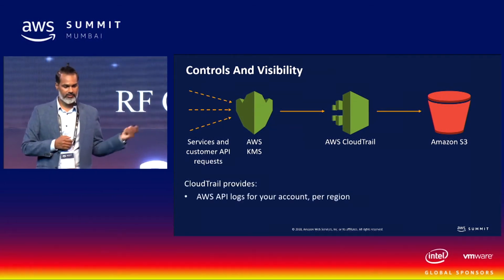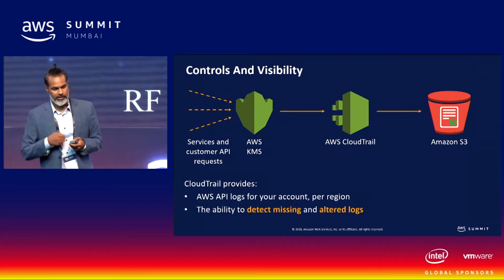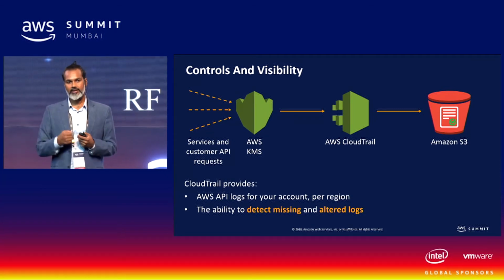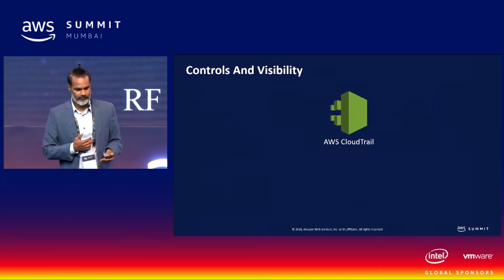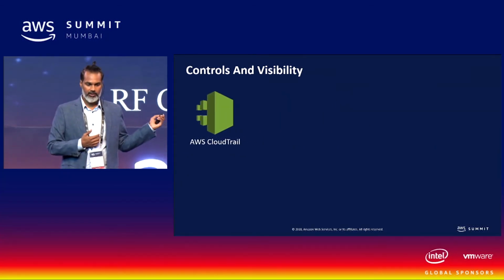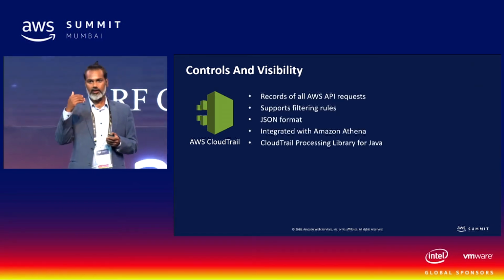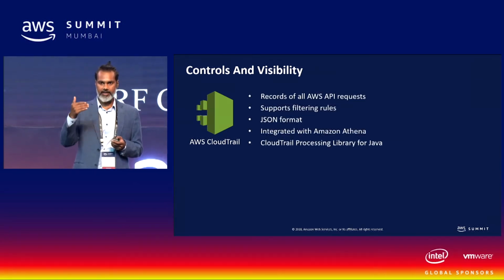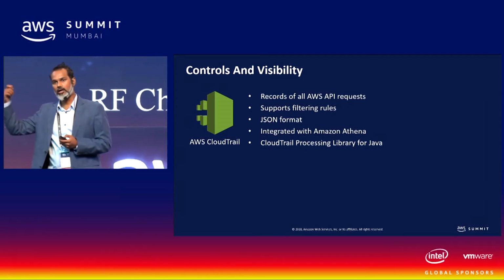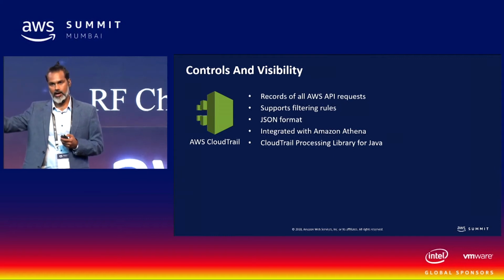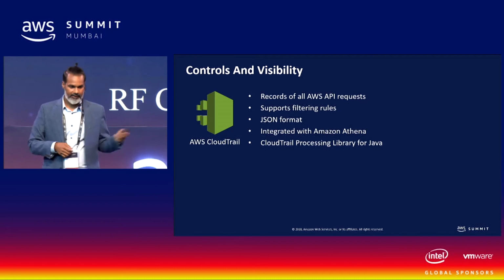CloudTrail provides API logs for your account per region. It has the ability to detect missing and altered logs. If your logs are missing, it can also notify you. So what CloudTrail solves for us is looking at all the API logs. It also supports filtering rules. That means you can quickly reach a log by timestamp, you can filter by service, or you can filter by user.